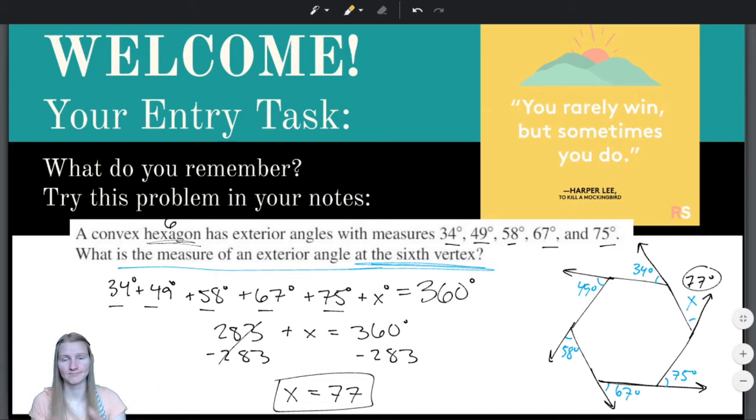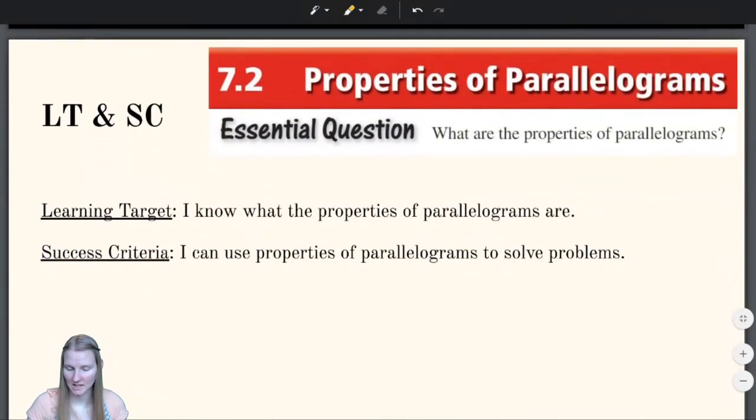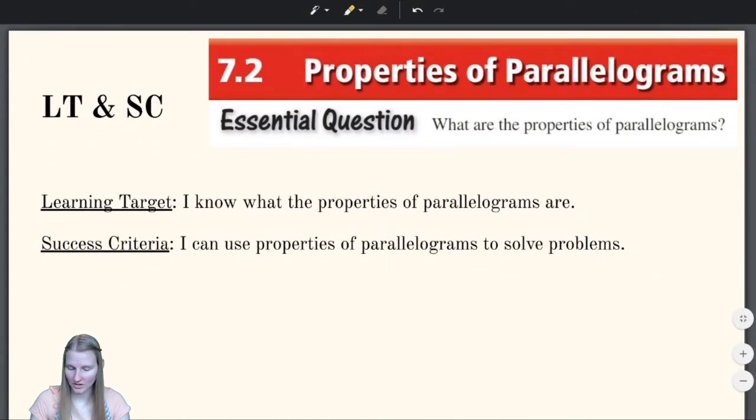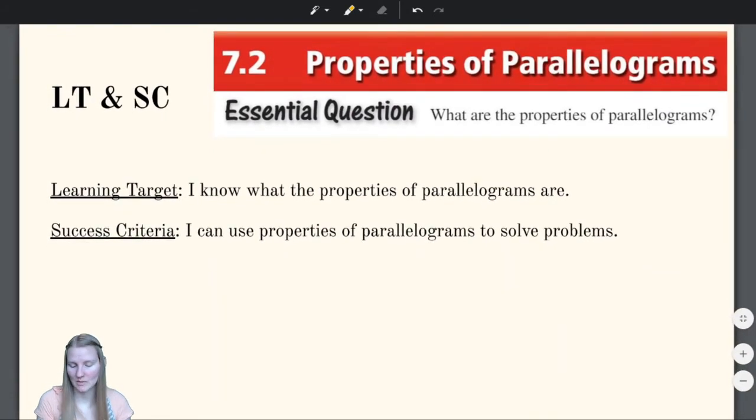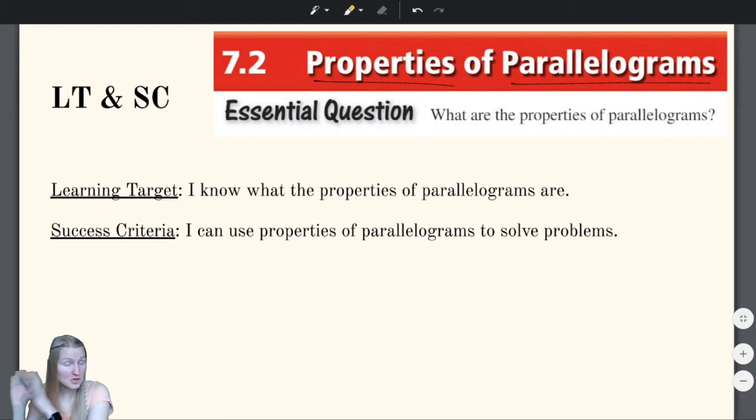And there we go. Alrighty, let's move on to what we have for today. Today we're moving on to section 7.2. 7.2 is about properties of parallelograms. Parallelograms are very interesting shapes, and they give us more shapes that we'll talk about in 7.4.